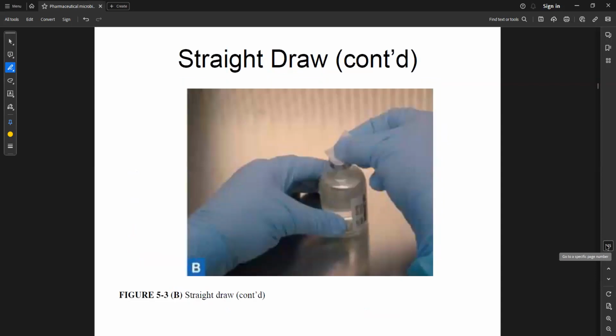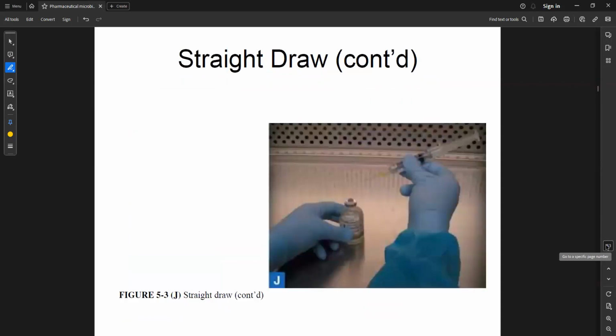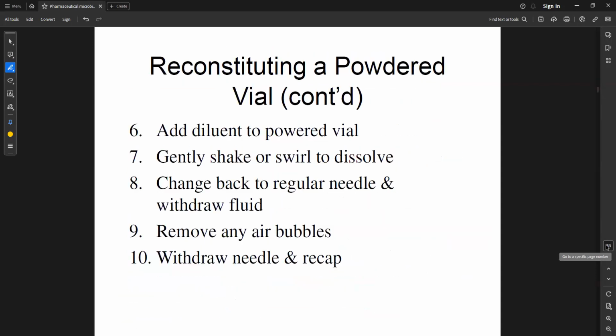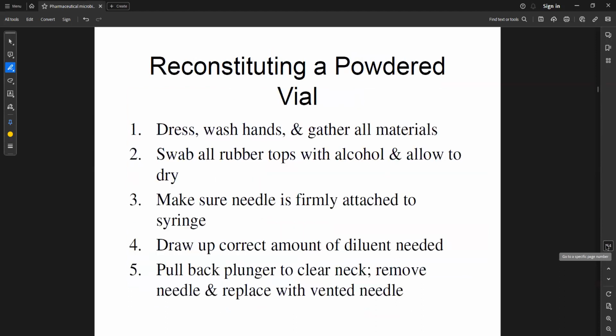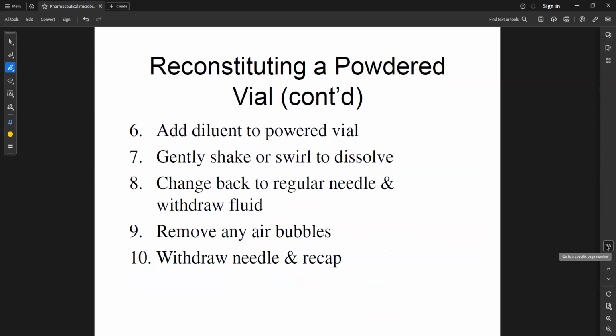So that is an example of a straight draw; you'll just go through the photos. To reconstitute a powdered vial, dress, wash hands and gather all materials. Swab all rubber tops with alcohol and allow to dry. Make sure a needle is firmly attached to the syringe. Draw up the correct amount of diluent needed. Pull back the plunger to clear the neck, remove the needle and replace it with a vented needle. Then add the diluent to the powdered vial.